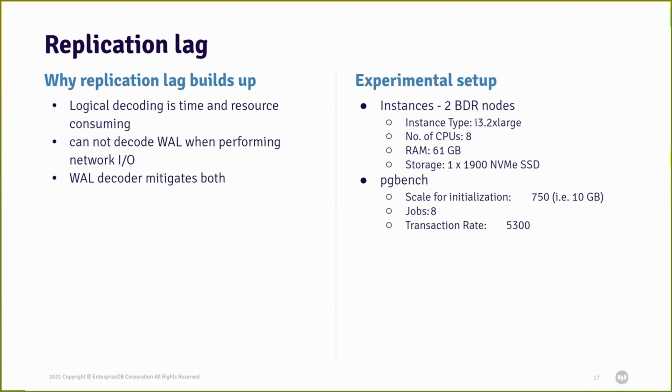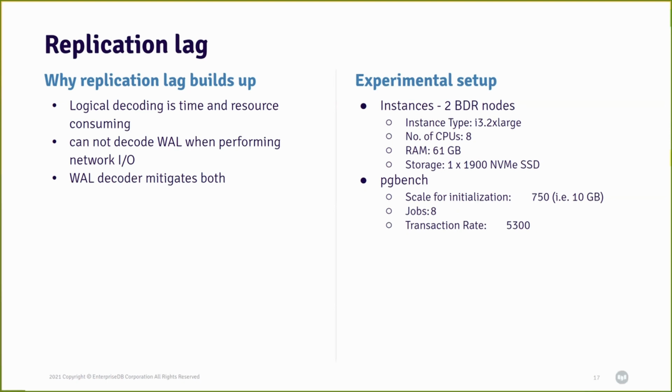That causes a built-in replication lag. And as the number of WAL senders increases, this replication lag in individual WAL senders also increases. The reasons for that are, again, logical decoding is time and resource consuming, and every WAL sender is doing that. And second thing is, when a WAL sender is busy doing IO, it is not decoding. It's not performing any logical decoding, and yet the WAL is being generated. So that adds to the accumulation of WAL over the time.